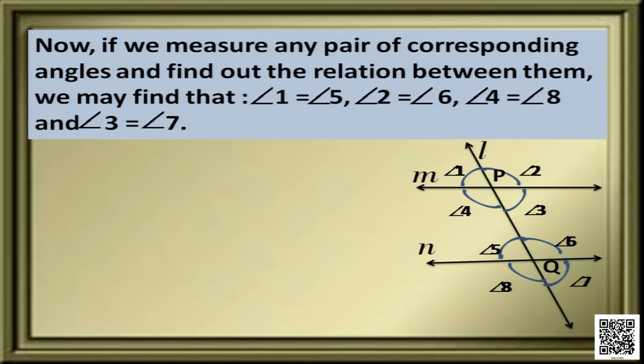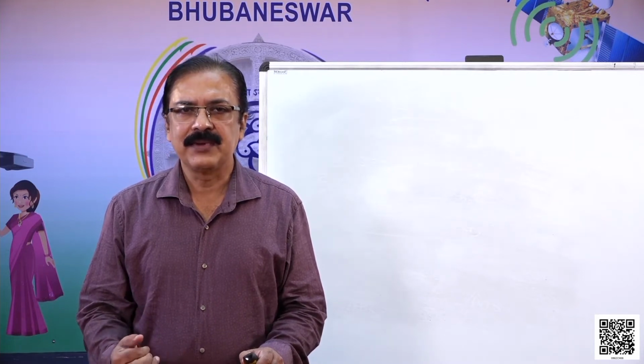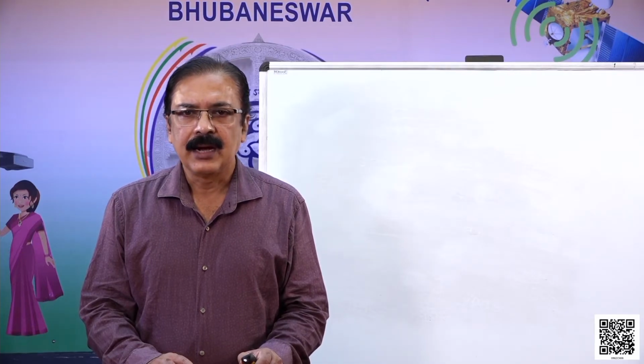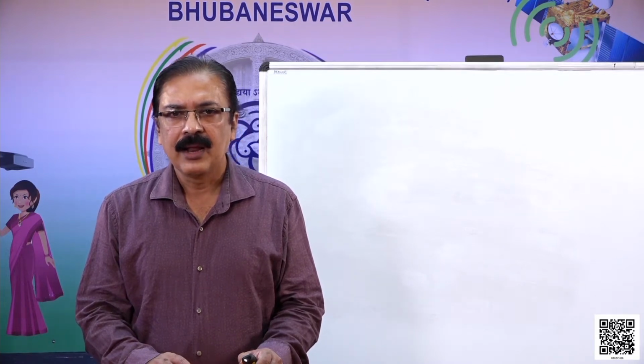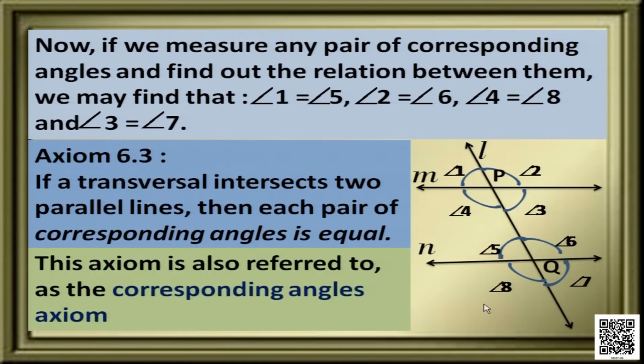From this experimental verification, we can have an axiom, that is, if a transversal intersects two parallel lines, then each pair of corresponding angles is equal. That means, as we have written earlier, angle 1 is equal to angle 5, angle 2 is equal to angle 6, angle 3 is equal to angle 7, and angle 4 is equal to angle 8. This axiom is also referred to as the corresponding angles axiom.